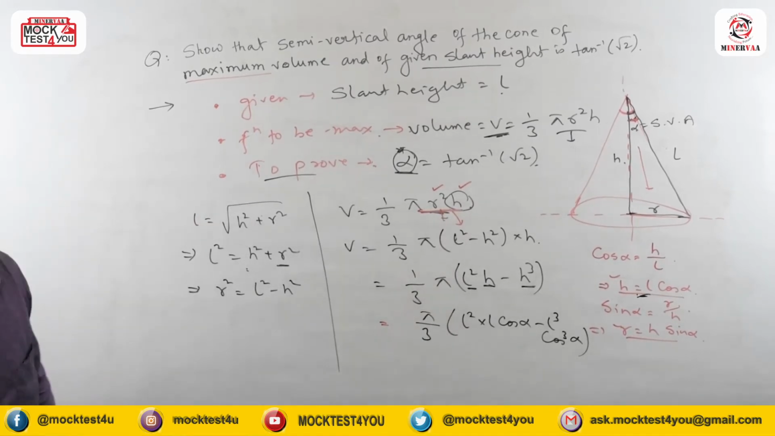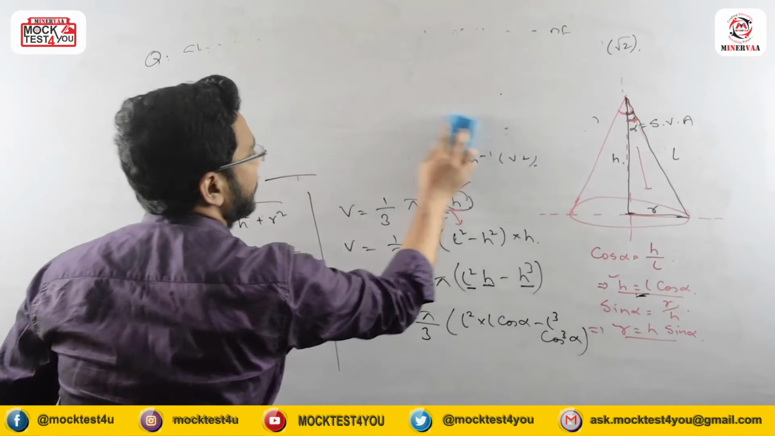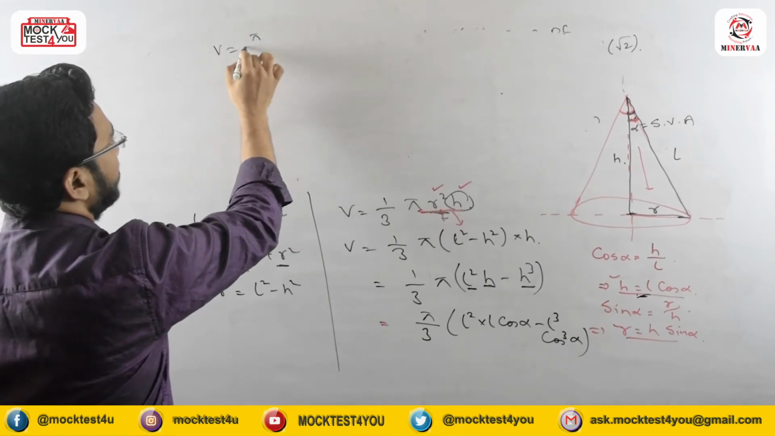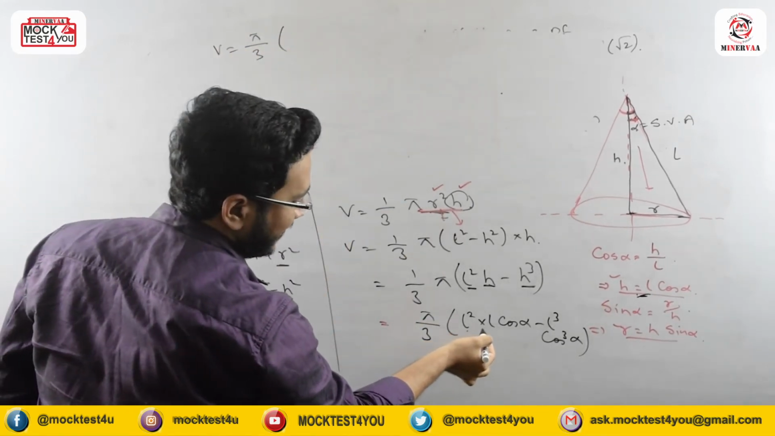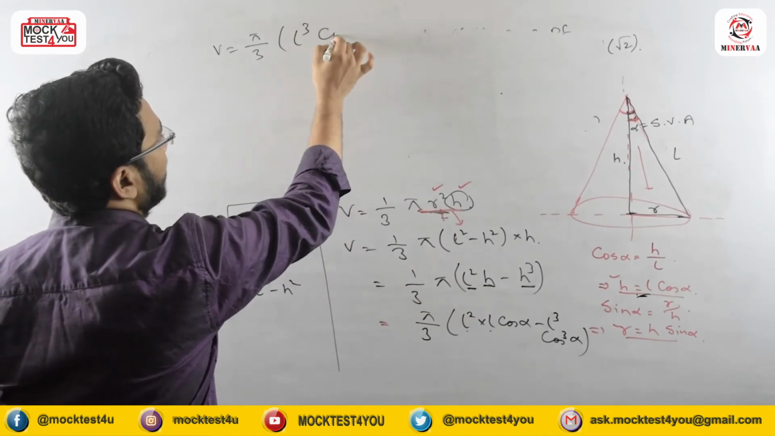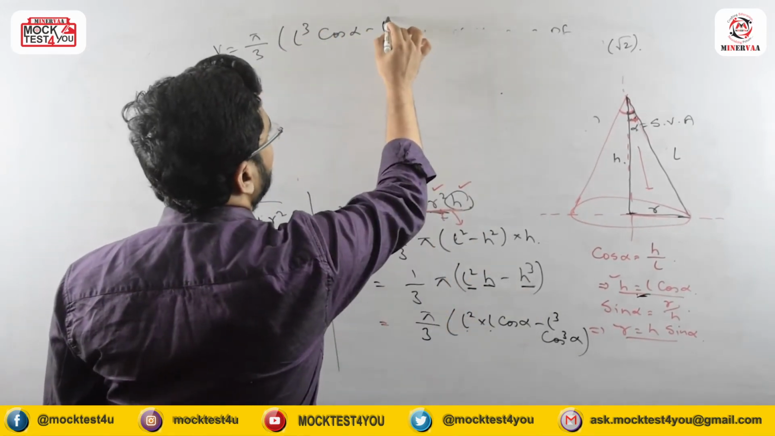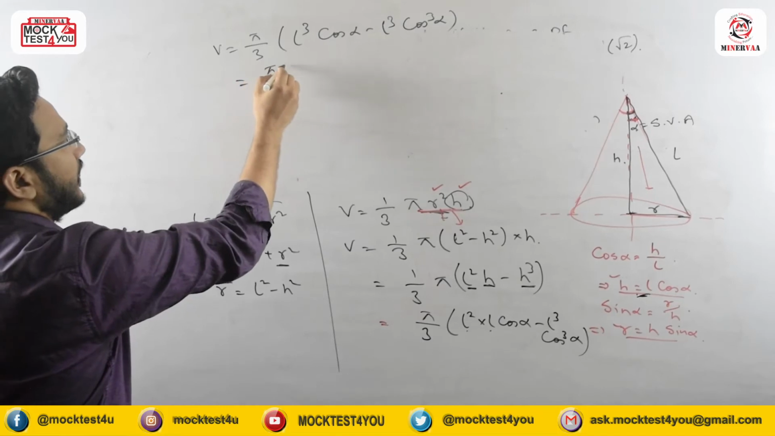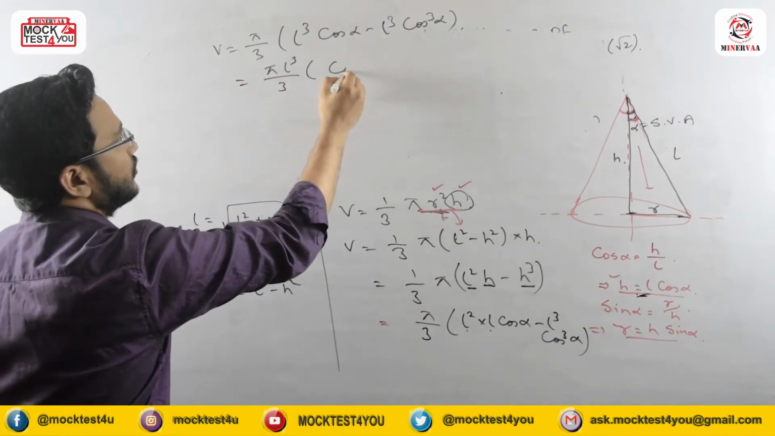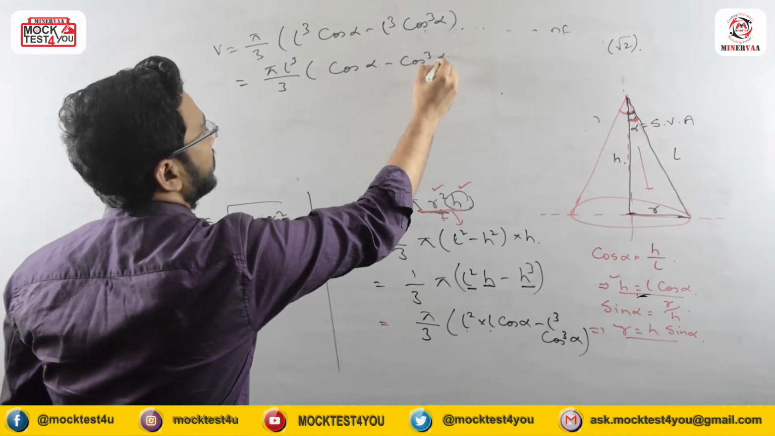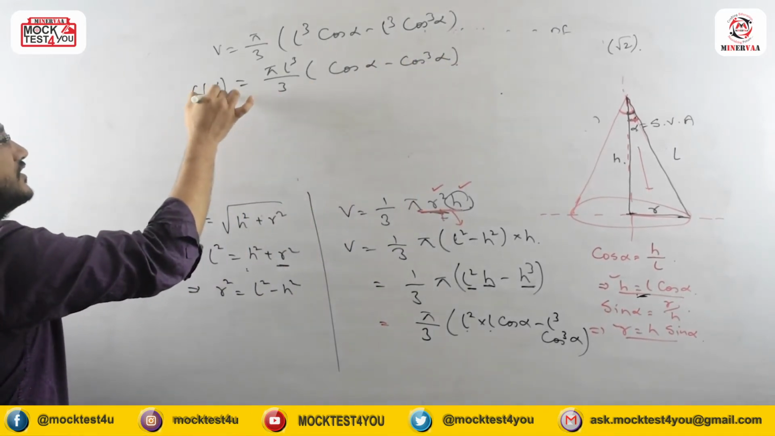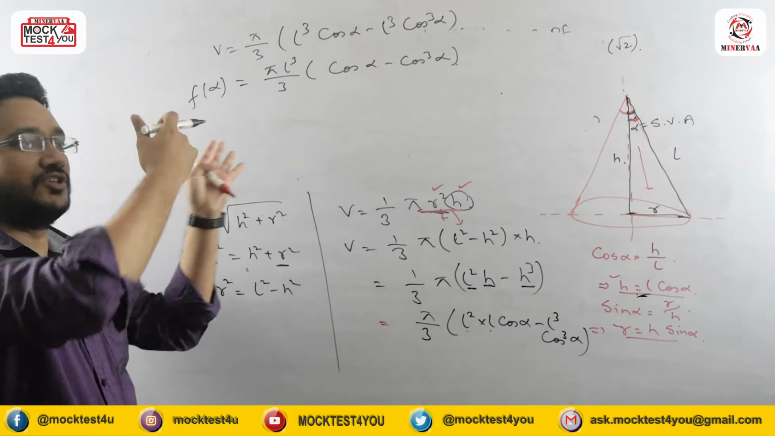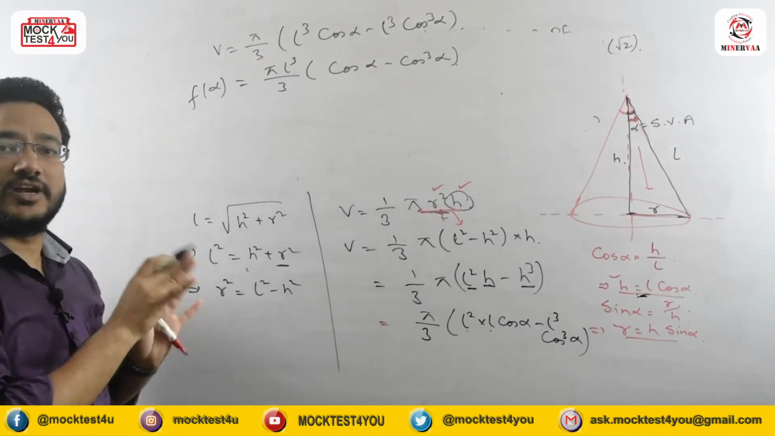Now let's see our function. Our function becomes v equals pi by 3, and here L square into L will give you L cube cos alpha minus L cube cos cube alpha. So it will be pi L cube divided by 3 times cos alpha minus cos cube alpha. So this is our function, and you can see this one is present solely in terms of alpha. Only alpha is present, so this is the function in alpha. L is a constant, it will be treated as a constant.